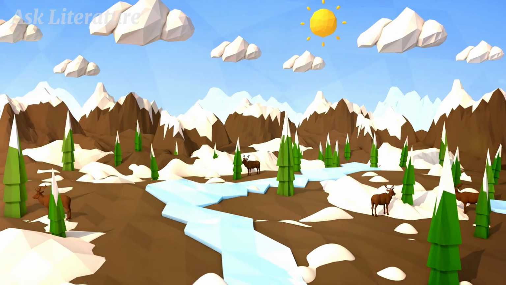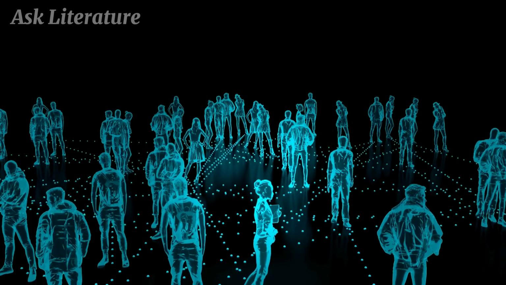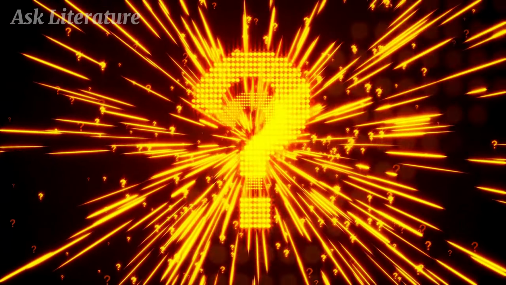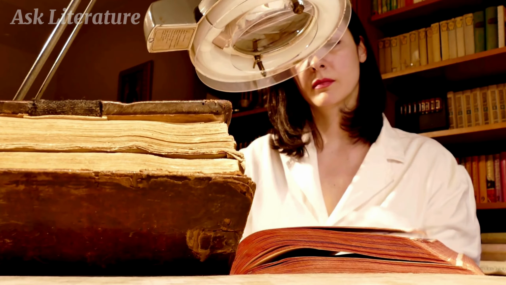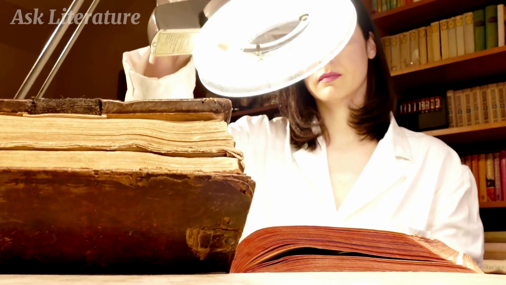Another important aspect of formalism is its rejection of biographical criticism. While it can be tempting to draw connections between an author's life and their work, formalists argue that doing so distracts from the text itself. Instead of asking, what was the author thinking when they wrote this, we should focus on the question, what does the text convey on its own? This shift in focus allows for a more objective analysis, as we concentrate on the work rather than the writer.